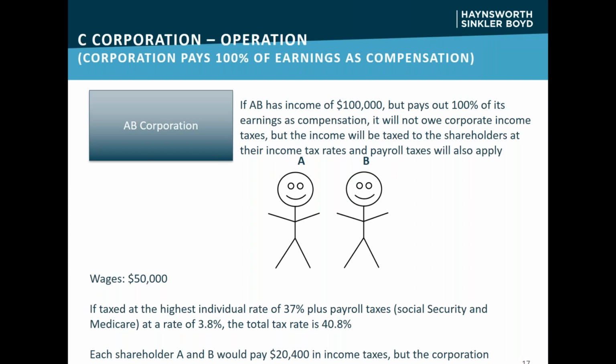So if their wages are each $50,000, and assuming they're taxed at the highest individual rate of 37%, plus payroll taxes for Social Security and Medicare at a rate of 3.8%, their total tax rate is 40.8%. So each shareholder A and B would pay $20,400 in income taxes, but the corporation's not paying any income taxes here.